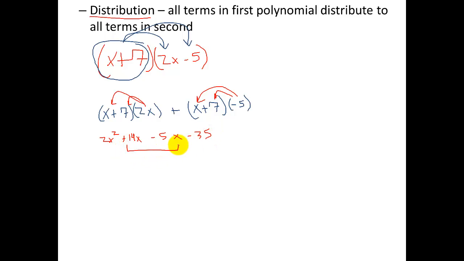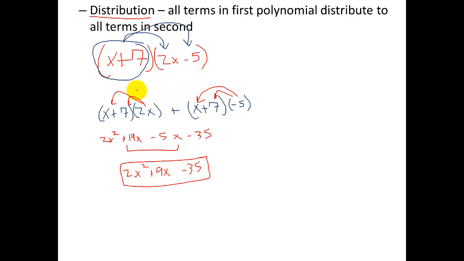Again, notice the two middle terms add together, and your final answer will be 2x squared. 14 minus 5 is 9x, and then negative 35. And of course, that's a positive 9x, so positive sign. Okay, so why does this make sense? Because you can distribute multiple times, aka double distribution.